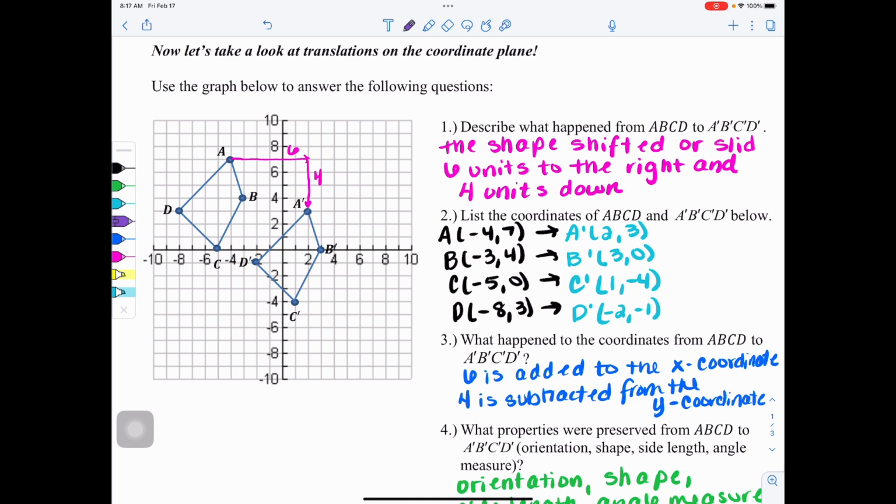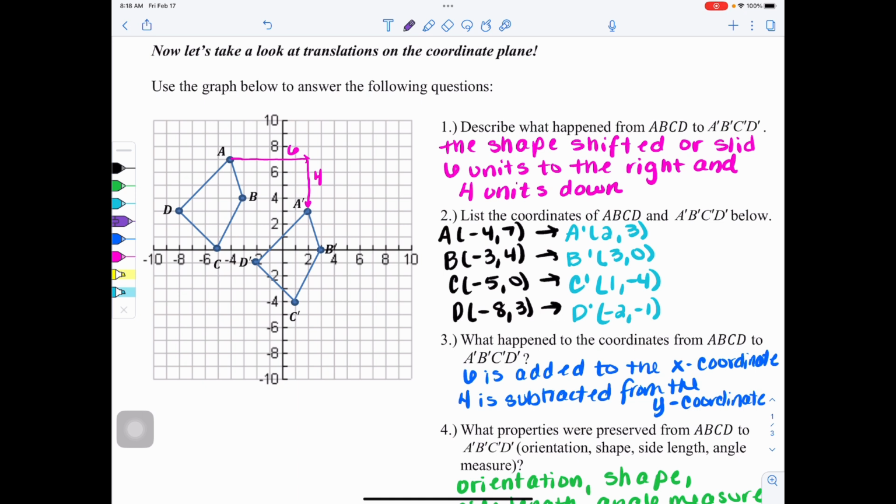So first of all, when you're just looking at the graph, describe what happened. I see that the original ABCD shifted or slid 6 units to the right and 4 units down. So then in number 2, I listed my original coordinates there. A is negative 4, 7, B is negative 3, 4, C is negative 5, 0, and D is negative 8, 3. And I listed the new coordinates. A prime is 2, 3, B prime is 3, 0, C prime is 1, negative 4, and D prime is negative 2, negative 1.